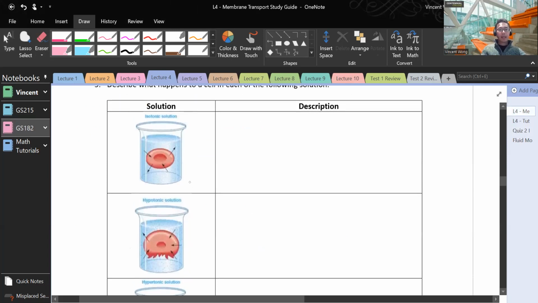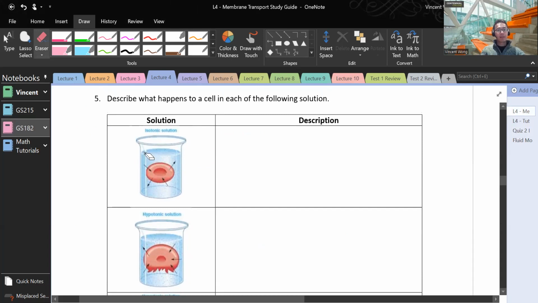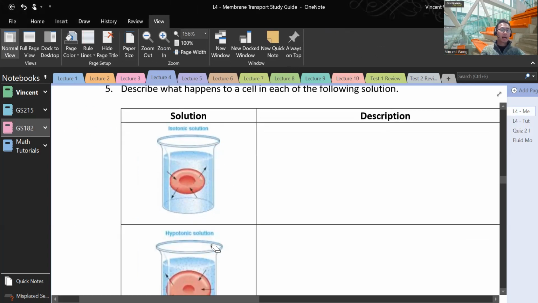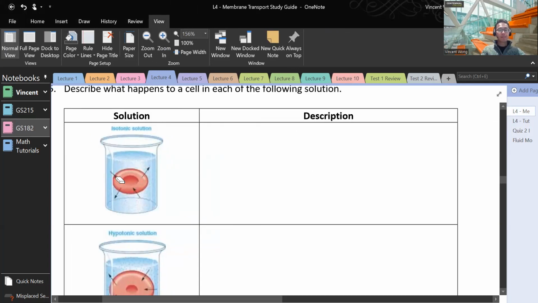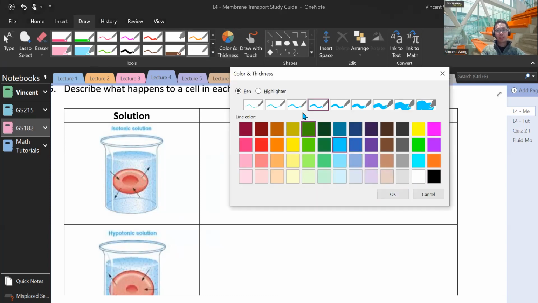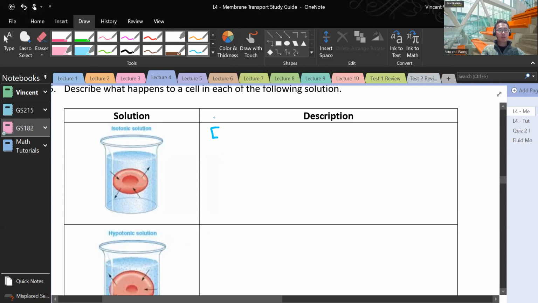All right, over here, we have 3 types of solutions. First one is isotonic. What is the meaning of isotonic? Isotonic means the concentration of the solute inside the cell and the concentration in the surrounding would be equal. Okay, so that's the first thing to know. Let me just write that down for you. The concentration, square bracket means concentration. So concentration of solute inside equals concentration of solute outside.